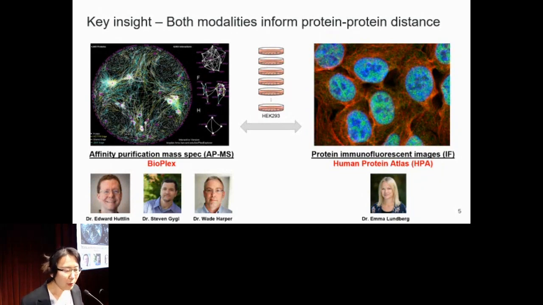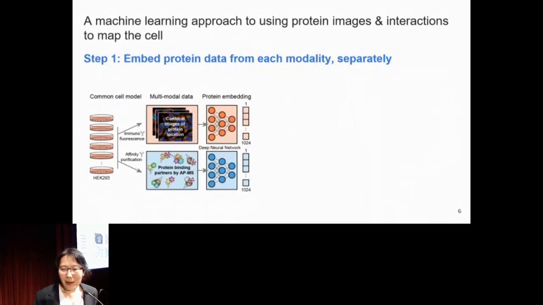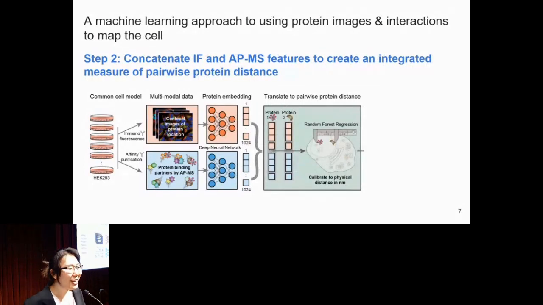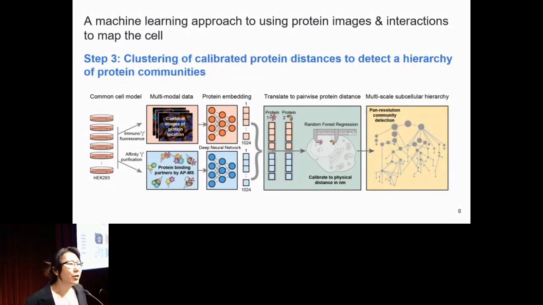Our approach consists of three steps. First step, can we give a coordinate to the protein? The way we do that is we embed each protein from each data modality separately, meaning that after this, each protein has one image embedding, capturing its global location pattern inside the cell in reference to the cellular landmarks, and another protein-protein interaction embedding that captures its local neighborhood information inside the cell. With that, we then train a random forest regressor to learn the general measure of protein-protein distance from the embedding of a pair of proteins, and from which, by applying high-resolution community detection, we assembled our multi-scale subcellular hierarchy.